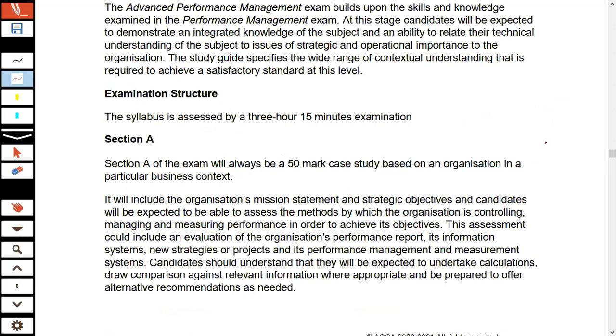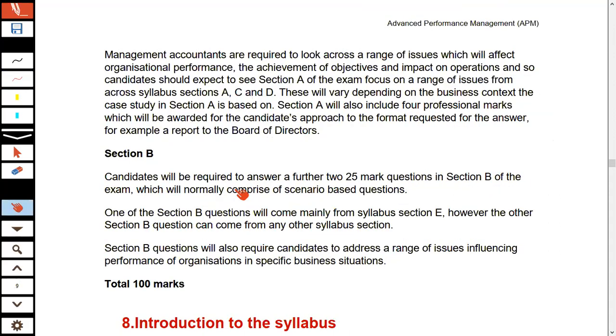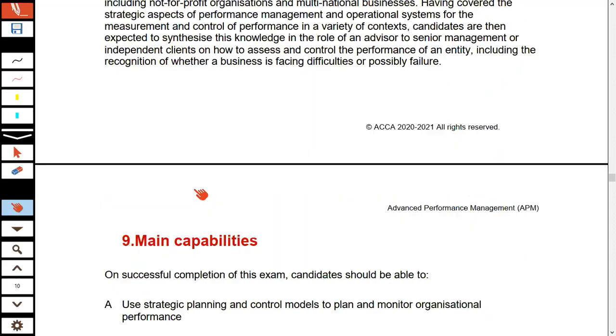Now, let me talk about how this paper is examined. Just like any other optional examination, you've got a section A, which is a 50-mark question. Is this question examined from a single topic? No, it's not a single topic. It's multiple topics that this question examines. And in addition to this, there is section B, which consists of 2 25-mark questions. So if you have to attempt the APM paper, you have to attempt an overall 3 questions in the examination.